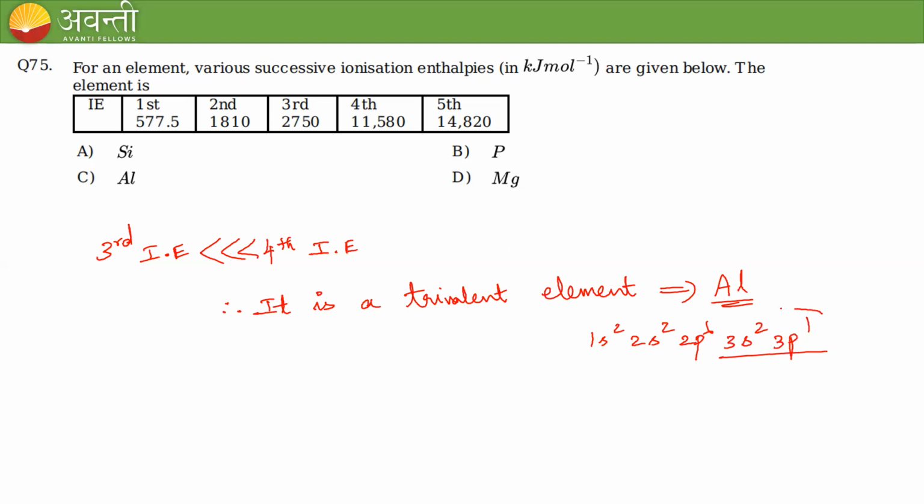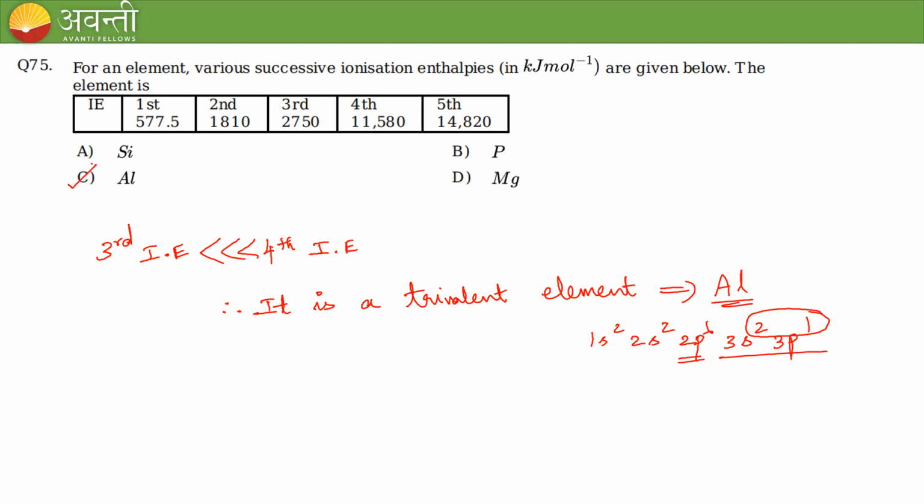So after the removal of these 3 electrons, to remove the 4th electron, we have to go to the inner shell, that is the second shell. And it is very close to the nucleus, and also it is fully filled. So the removal of the 4th electron becomes highly difficult, and that's why the 4th ionization energy is very, very high for aluminium. Okay, so aluminium will be the answer.